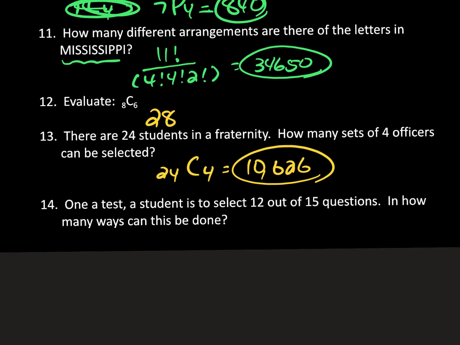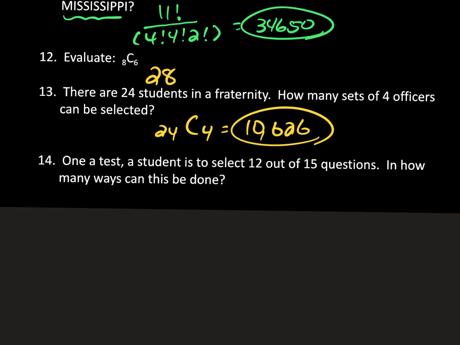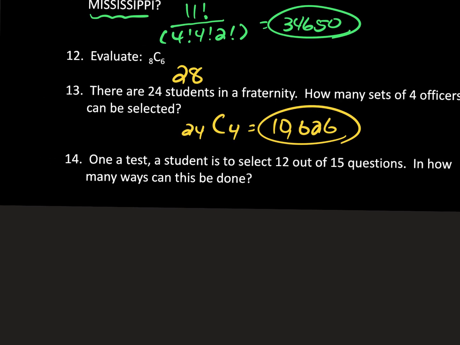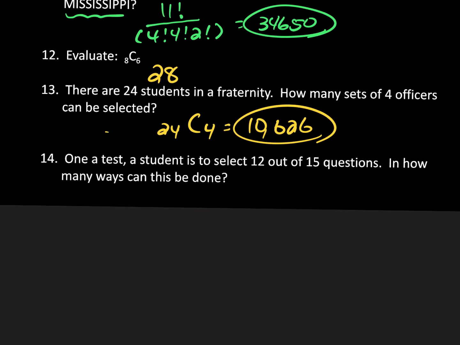And number 14, on the test, let's do this like 12 out of 15 questions. I'm sorry, on 13, I said that backwards. I was thinking about that as I was talking through this one. The order does not matter here. It doesn't matter which order you choose the set of 4 in. It's the same set of 4 people. So order did not matter. Sorry about that. I described that wrong.